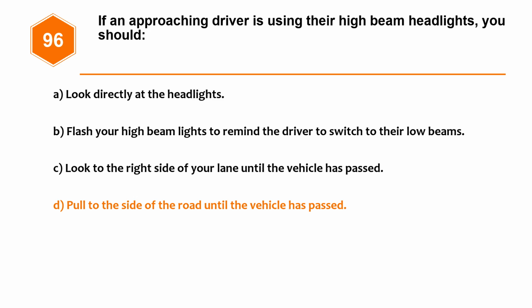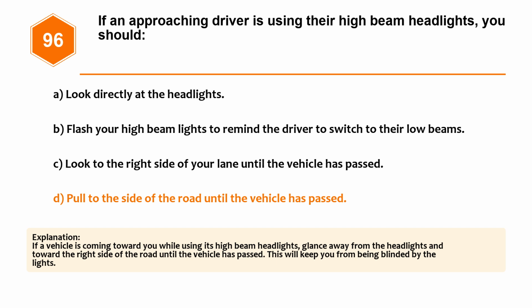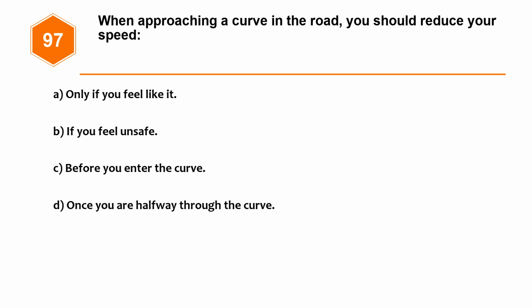The correct answer is option D, pull to the side of the road until the vehicle has passed. Explanation: if a vehicle is coming toward you while using its high beam headlights, glance away from the headlights and toward the right side of the road until the vehicle has passed. This will keep you from being blinded by the lights. Question 97.